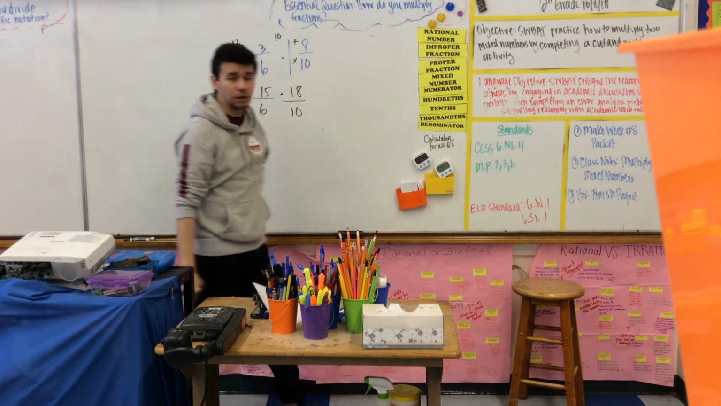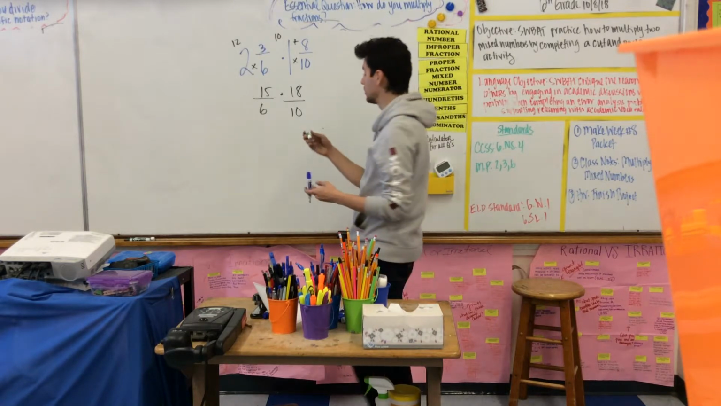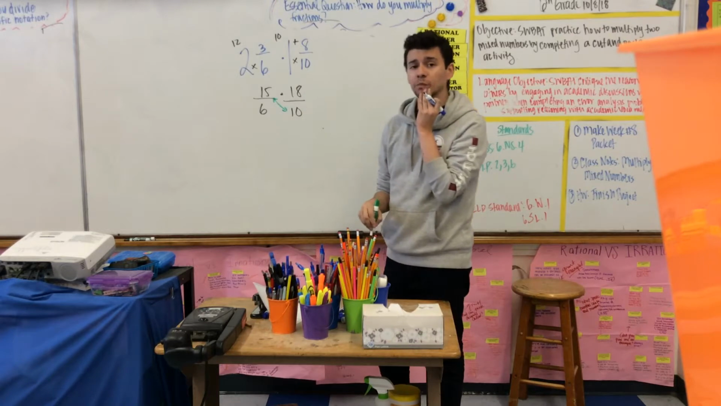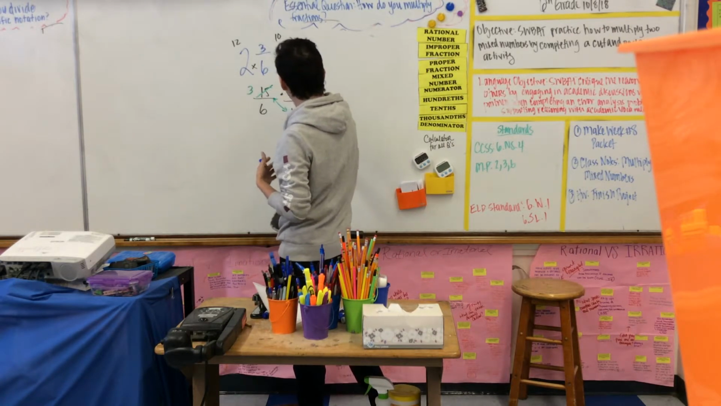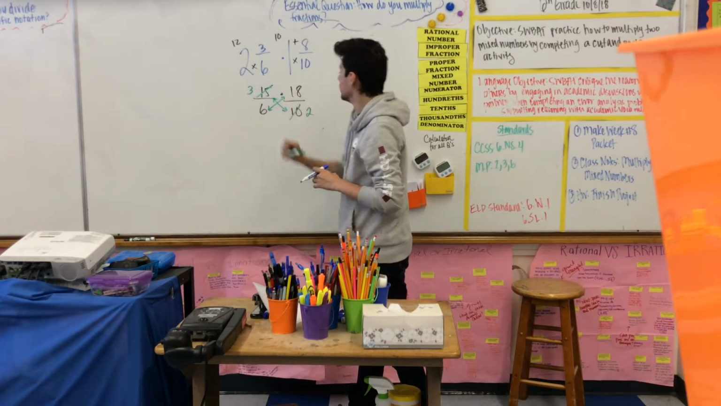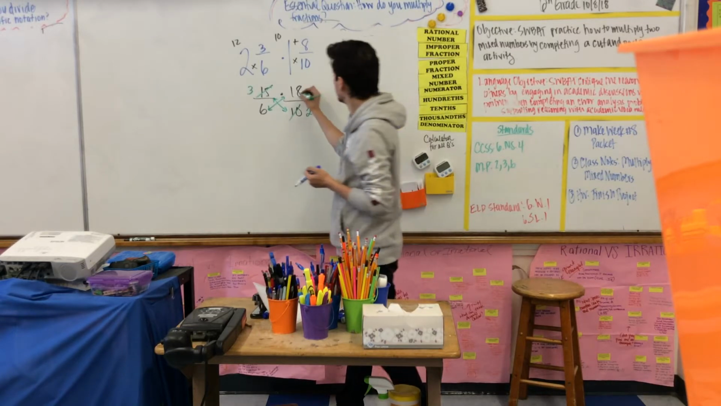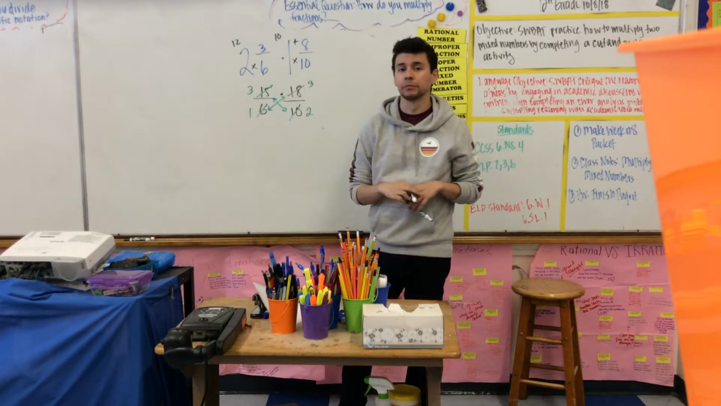Oh heck no, I don't want to multiply those big numbers. That is way too high. So I look across. What number goes into 15 and 10? 5. 15 divided by 5 is 3. 10 divided by 5 is 2. I look across here. What number goes into 6 and 18? Well, 6 could. 18 divided by 6 is 3. 6 divided by 6 is 1.